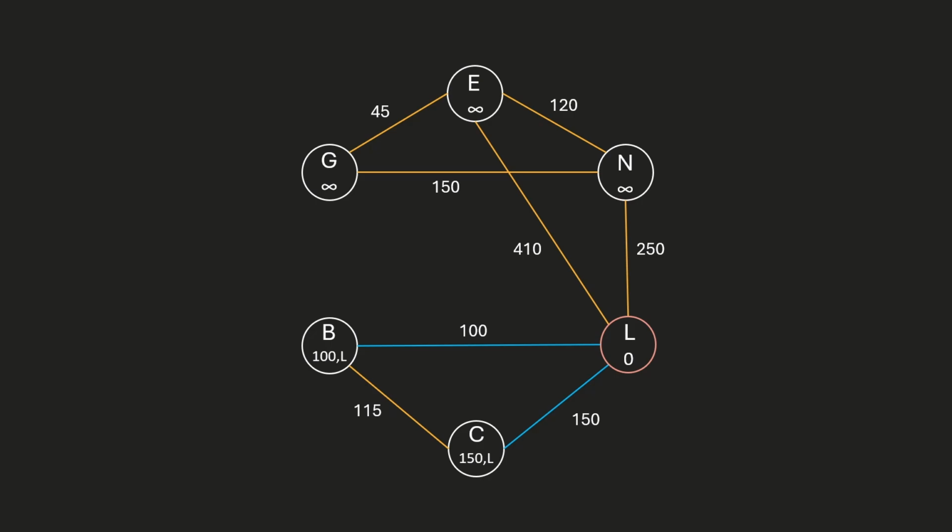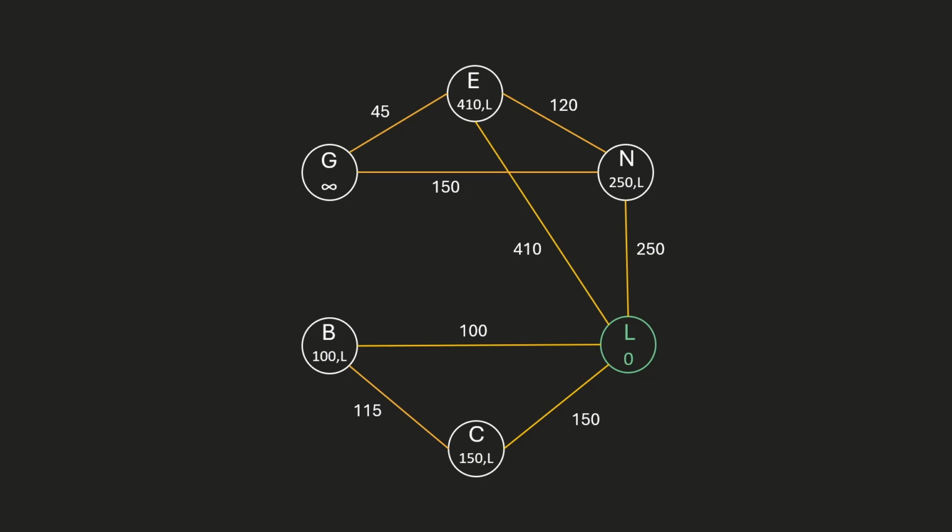We can also do the same to Newcastle, and it will have a total cost of 250. And the same can also be done for Edinburgh, which is the furthest away, and that will have a total cost of 410. At this point, we visited all of the adjacent nodes of London, so we can mark London as fully visited, so it's green now. We now go back to step 1 of the algorithm, which is finding the unvisited node in the graph with the lowest total cost.